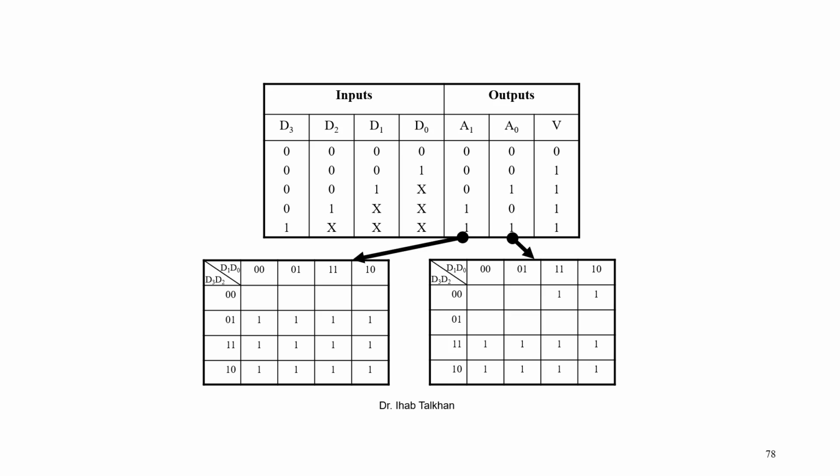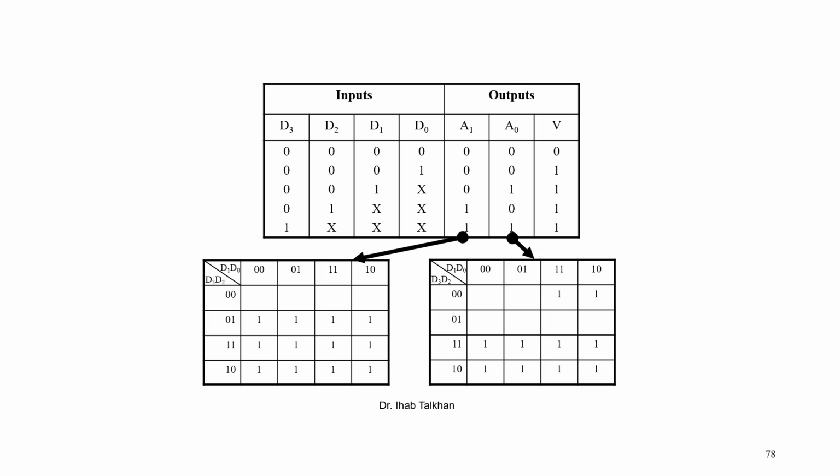This is how we construct the table, and now it's time to build the hardware. In order to build the hardware, we need three equations, for V, A0 and A1. All of them are functions of D0, D1, D2, D3. So what I'm going to do, I can see that V is actually obvious. It's an OR gate. So V equal D0 plus D1 plus D2 plus D3, and so this is an OR gate.